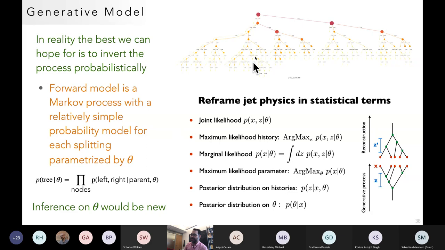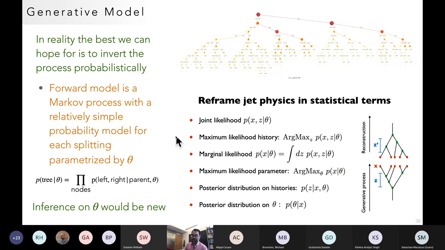So one of them is, if I go back to the generative model for this thing, I basically think that the probability for this entire tree looks like a product of the probability over each of the splittings along the way. And the problem is this is latent, so I don't know it. But for a particular tree, I could in principle calculate the joint likelihood of the observed data X and the latent variable Z, given whatever parameters of my physics model I have, which I'm calling theta. But since I don't observe Z, this is not going to be particularly useful.